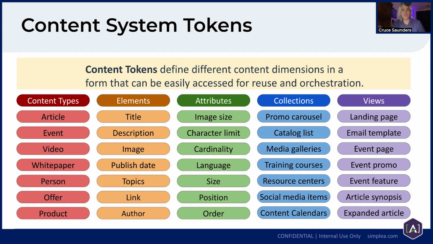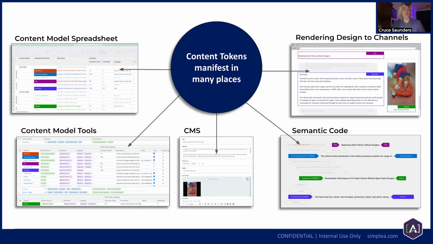So to make this make sense, we're going to talk about how these manifest, and then we're going to look at them in an example spreadsheet. Content tokens can manifest in a lot of different ways. One is in a content model spreadsheet. It could also be in a content modeling tool. We use one called Core Models.